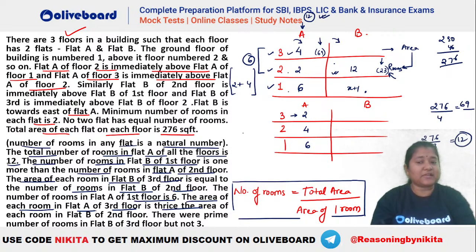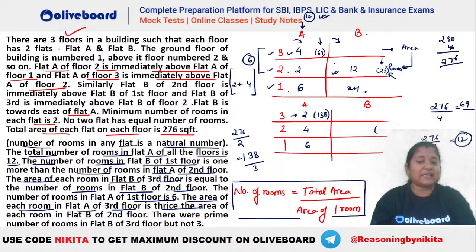Similarly, in this particular case, 276 by 2. What is 276 by 2 here? What will be the area here? You can see if we have 2 rooms in here, 2 ones are 2, 2 threes are 6, and 2 eights are 16. So you can see the area is 138, isn't it? That means the area has to be how much here?